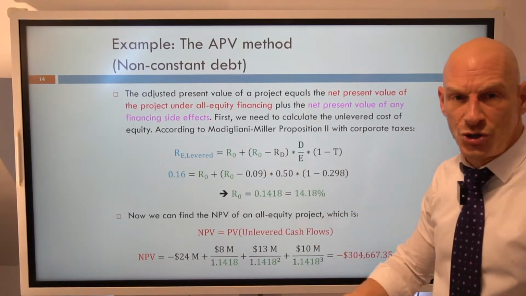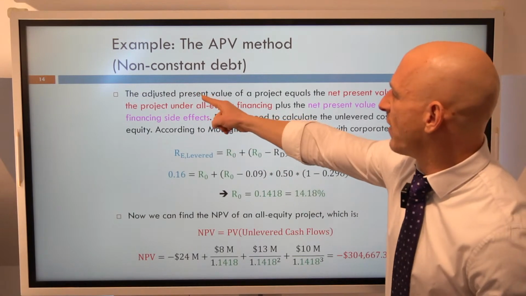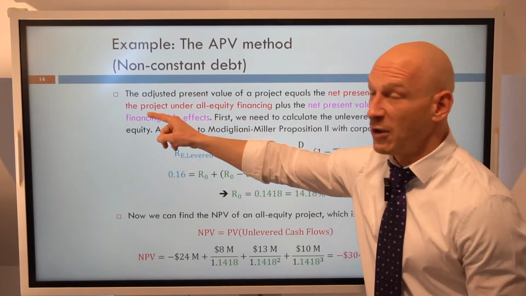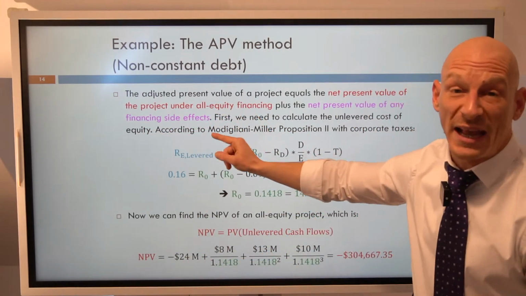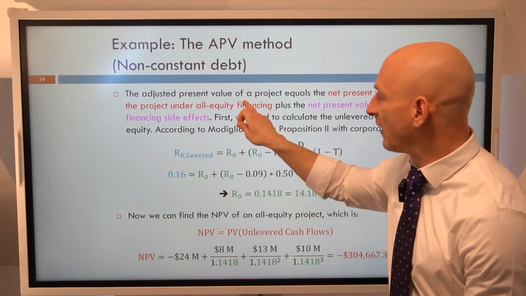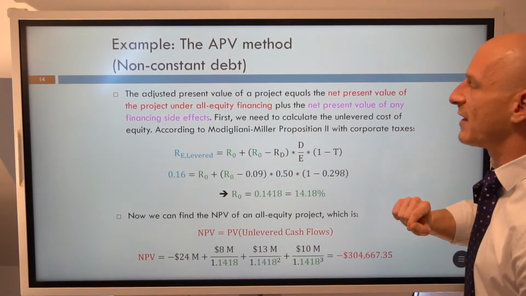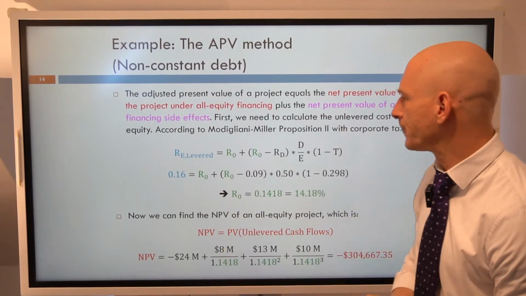What is the core logic of the whole method? Well, we say the adjusted present value of the whole project equals the net present value of the base case. The base case is the project under all equity financing, which we already know is not going to happen. But still, that's the core logic. Plus the net present value from whatever financing side effects we observe.